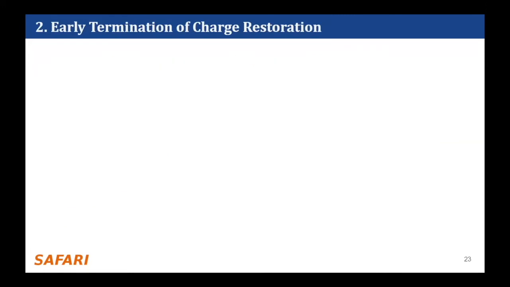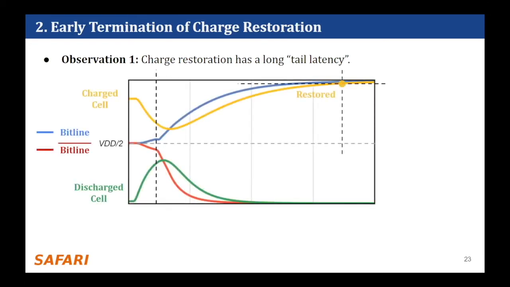The opposite charge levels stored in the logical cell also enable a high performance mode row in CLR-DRAM to terminate its charge restoration process early. We make two observations about the charge restoration process. First, the charge restoration process has a long, let's say, tail latency. Our motivational SPICE simulation shows that it takes about half of the charge restoration latency to fully restore the last 25% of charge in a charge cell.